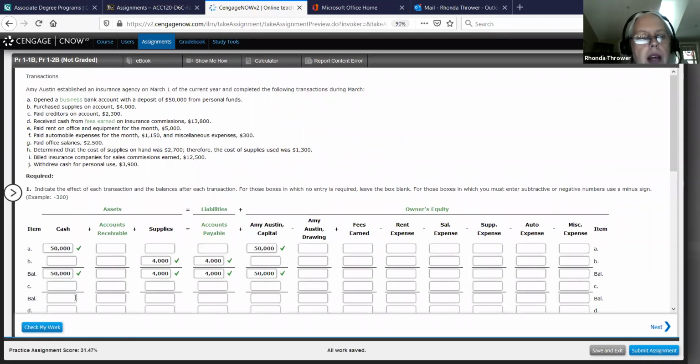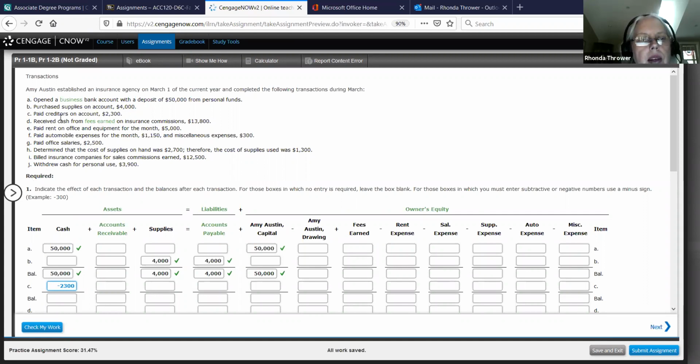So we're ready to analyze transaction C. And in transaction C, it tells us that we have paid creditors on account for $2,300. Anytime you see the word paid, you'll know that you've used some of your cash. When you're using cash, you're decreasing the cash. So you're paying out your creditor. You're paying them $2,300. So I'm going to put $2,300 in as a decrease to my cash account. That's one part of the transaction. And every transaction has to have at least 2 parts. So I need another part to this transaction. I get that through reading my transactions.